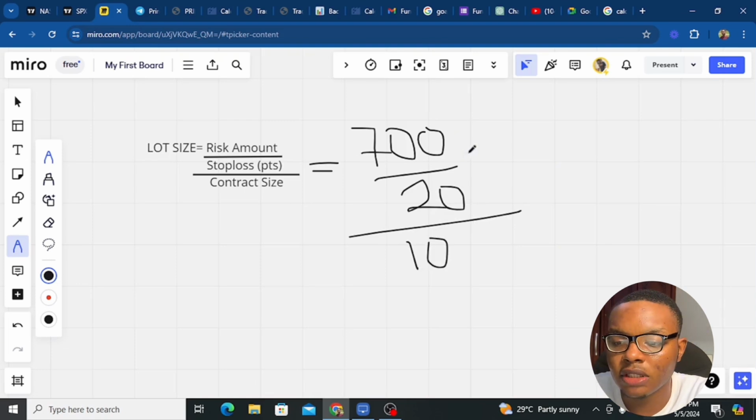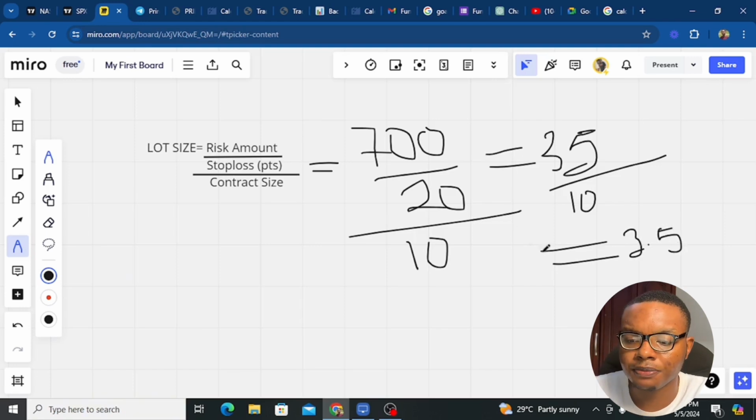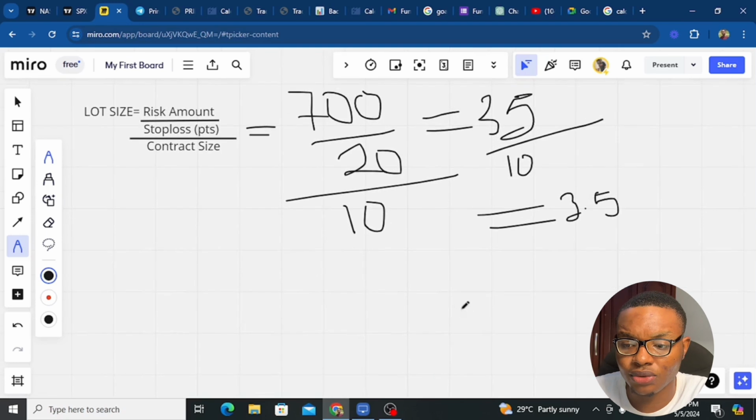So basically 700 divided by 20 should give us around 35. I will divide that by 10. That gives us 3.5 lots to trade with. Now, if this was a broker with 100 contract size, that would be 0.35 lots to trade with, I believe.